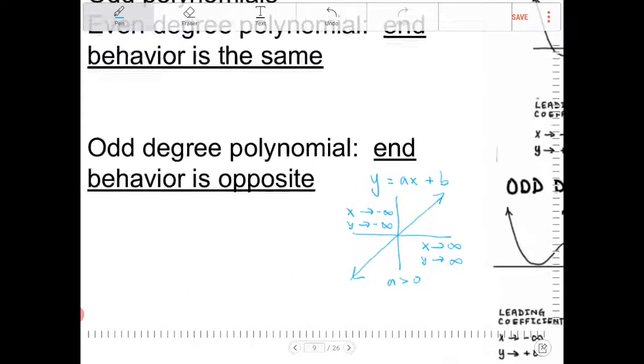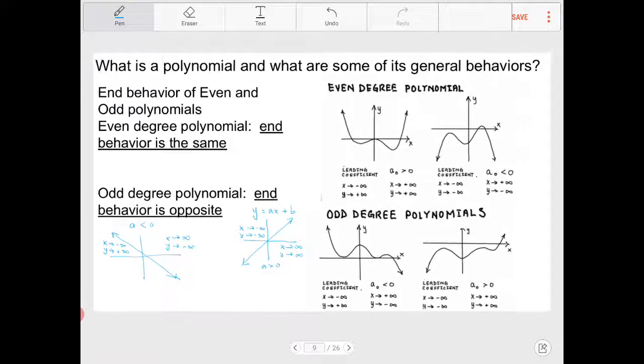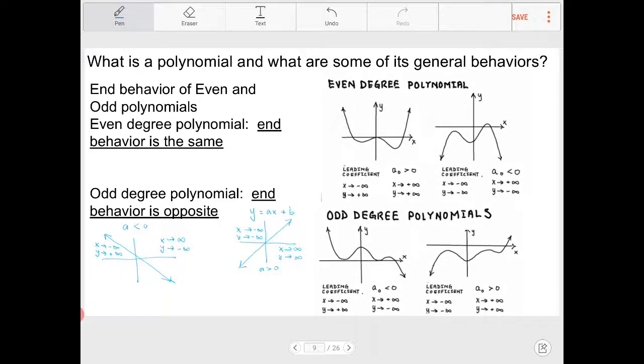Similarly, if a is less than 0, then the graph is going to go like this. So when x goes towards positive infinity, y will go towards negative infinity. When x goes towards negative infinity, y will go towards positive infinity. And again, these are the generalizations that we can make about odd and even degree polynomials.